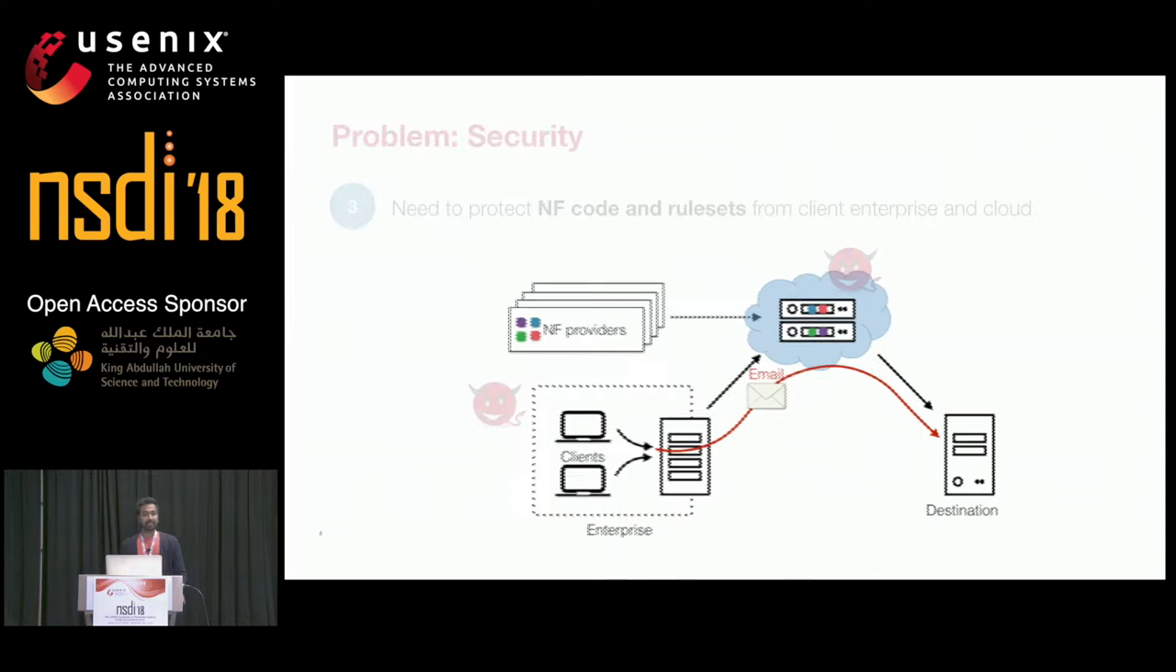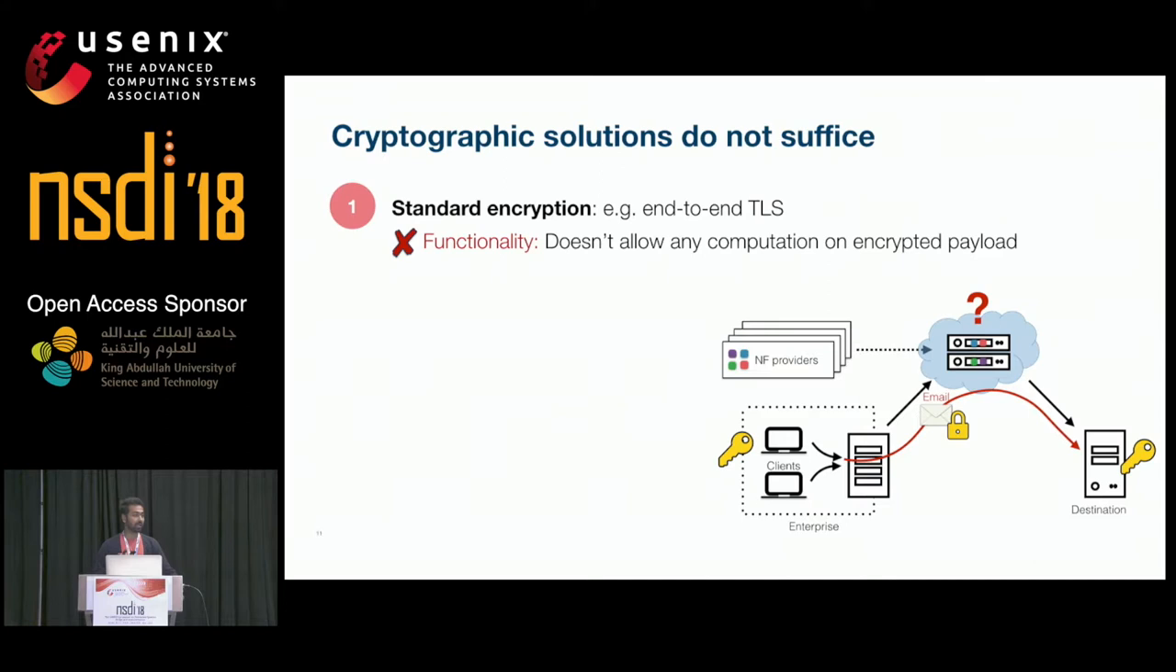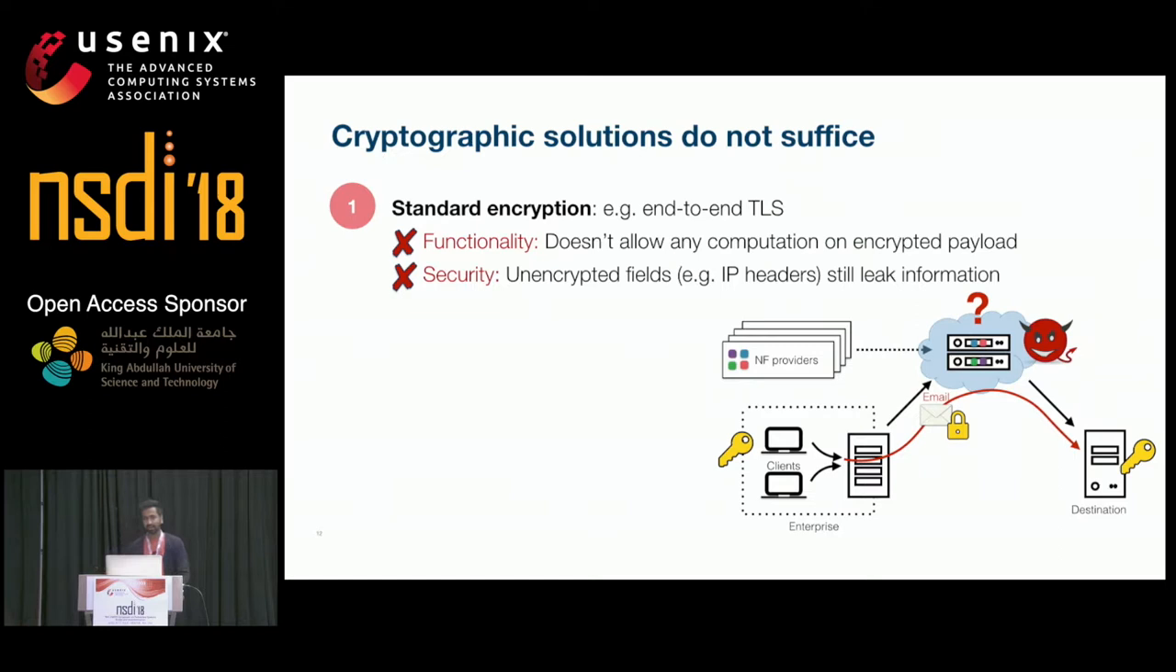Unfortunately, cryptographic solutions are insufficient to solve these three security problems. Cryptographic solutions are typically of two types. One, we could use a standard encryption scheme such as end-to-end TLS, but not only is standard encryption incompatible with computation, which means you can't compute any NF computations on the encrypted packet payloads, but it also leaks information because TLS does not encrypt the packet headers, and the unencrypted fields still leak information to the cloud provider.